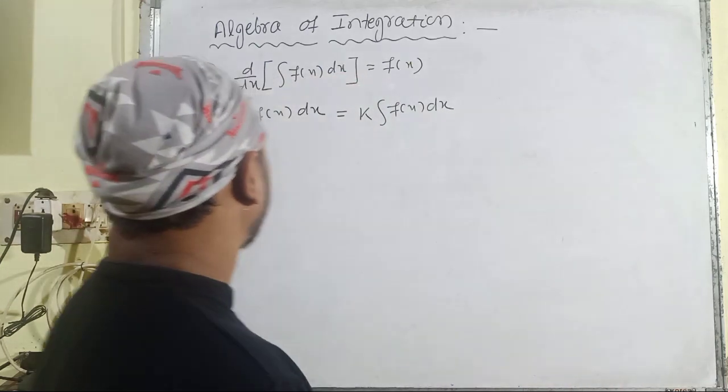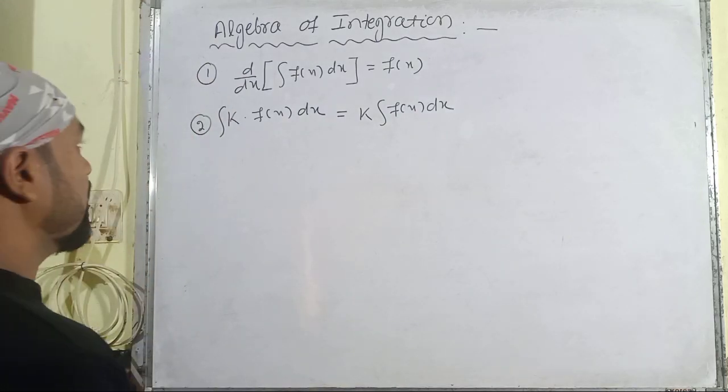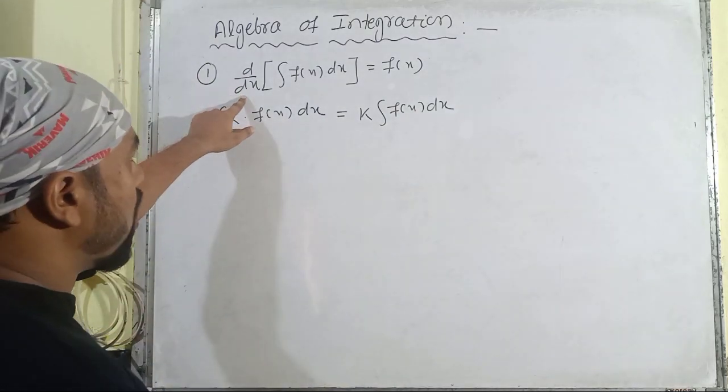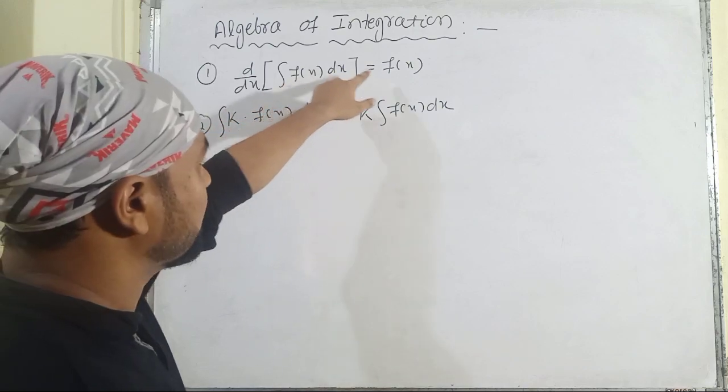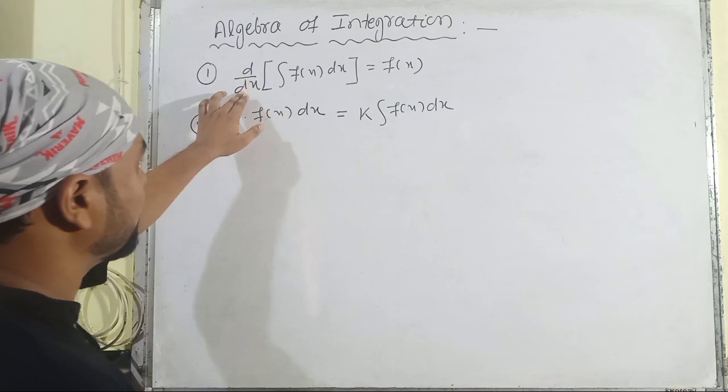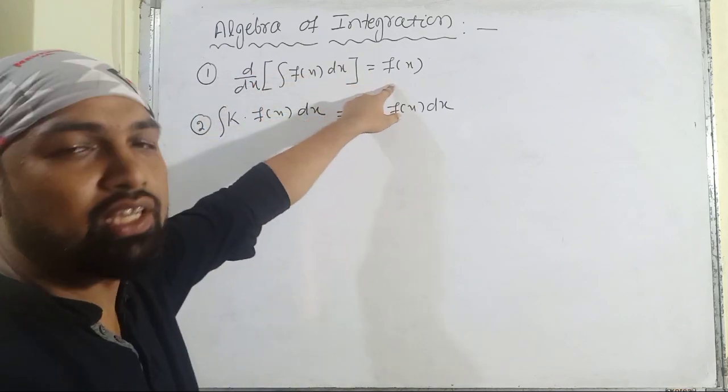So let us come to the first property of the algebra of integration: the differentiation of the integral of the integrand with respect to x is equal to the integrand. That means the differentiation of any integral is the integrand itself.